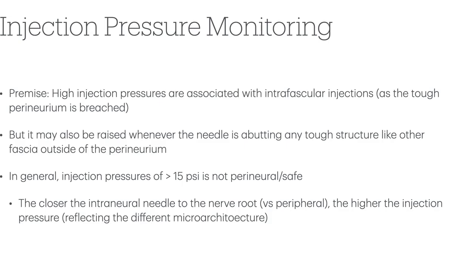So, the fact that you have low injection pressure will have some element of safety. Most of the recommendations say that an injection pressure of more than 15 psi is generally not safe. But it is also not specific, because if your needle is abutting a tough fascia, you will also have a high injection pressure. It is just high injection pressure, but it can be from any structure, whether it's from the fascia or from the perineurium.